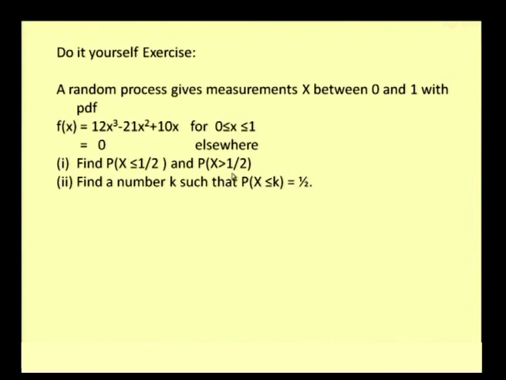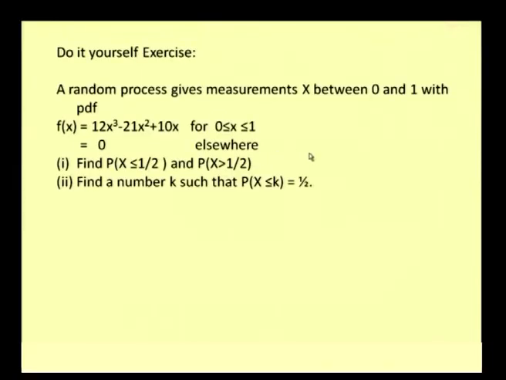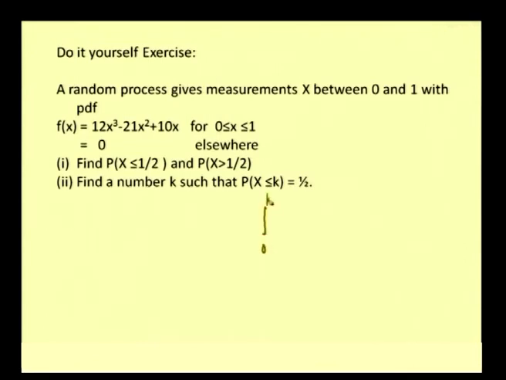P of x greater than 1 by 2 can be obtained from P of x less than or equal to 1 by 2 as 1 minus P of x less than or equal to 1 by 2. You are also asked to find a constant number k such that P of x less than or equal to k is equal to 1 by 2. Integrate from 0 to k f of x dx equated to 1 by 2. First integrate, substitute the limits, get the expression in terms of k, and solve the expression for k to find the value of k. That is your second question. Thank you.